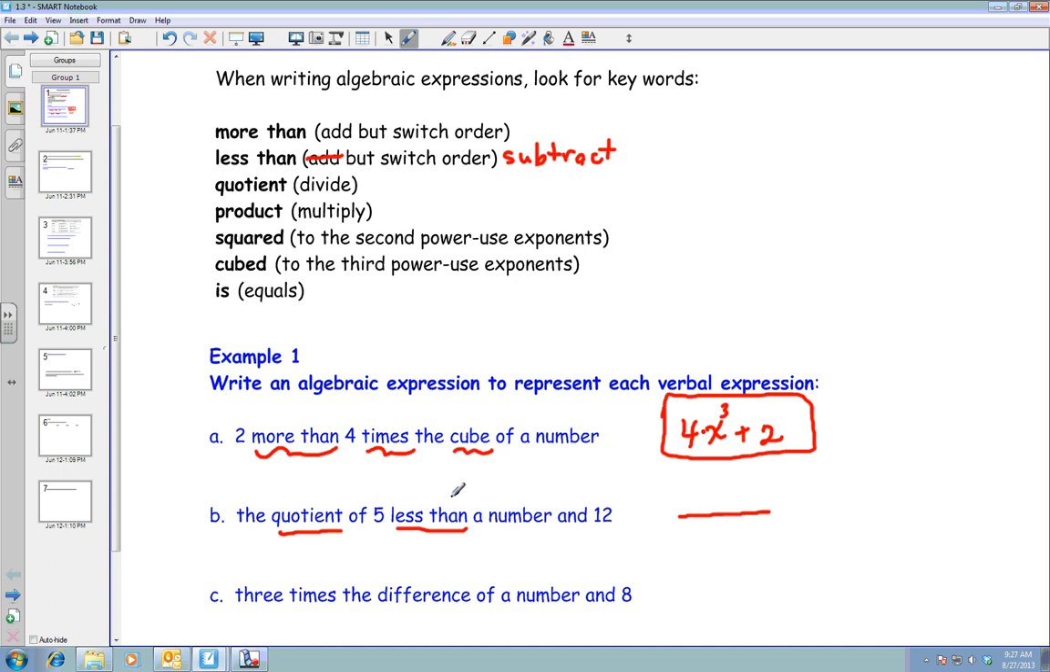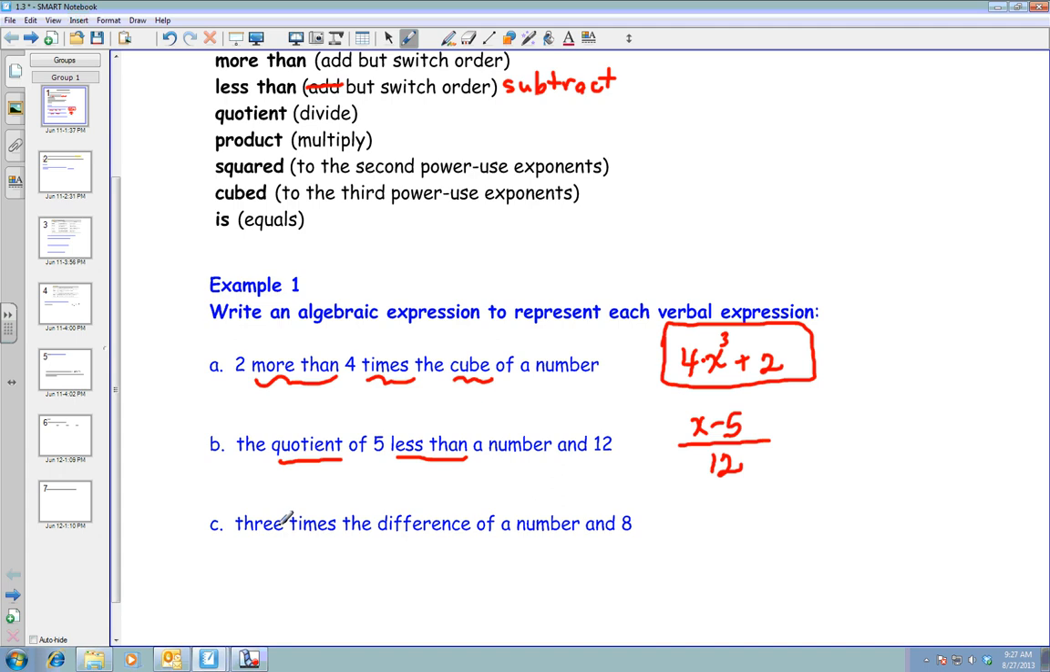So 5 less than a number. That's what I need to write first. Less than means subtract, but instead of writing 5 first, I'm going to write my number first. So my number is x, because I don't know what it is, minus 5. And then quotient means divide, so I'm going to divide that by 12. So the quotient of 5 less than a number and 12: x minus 5 divided by 12.